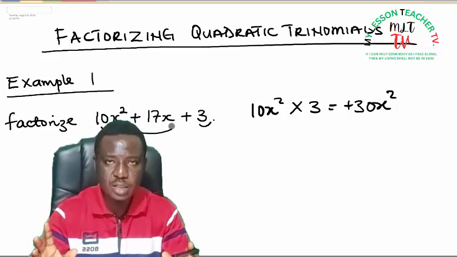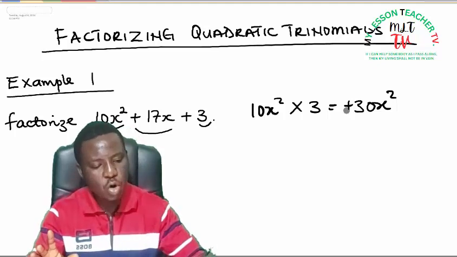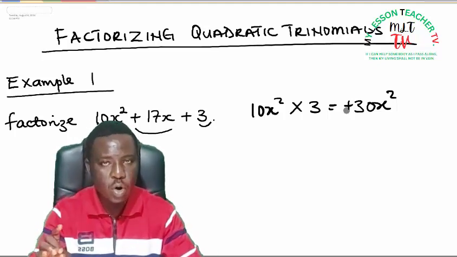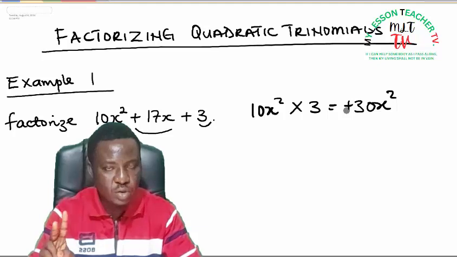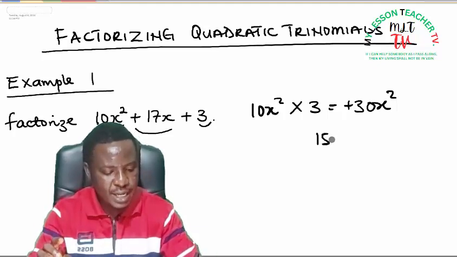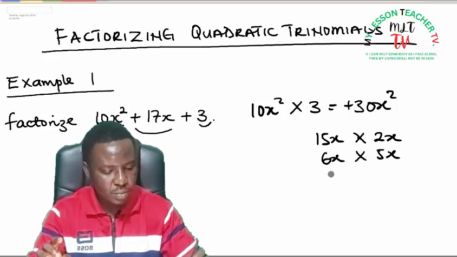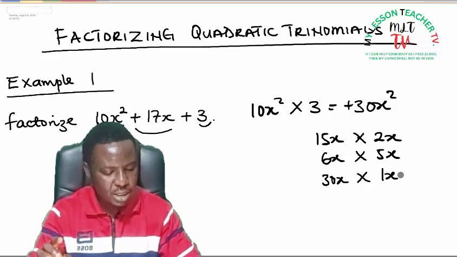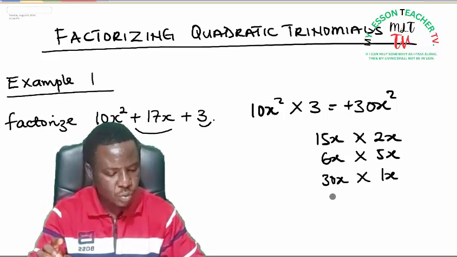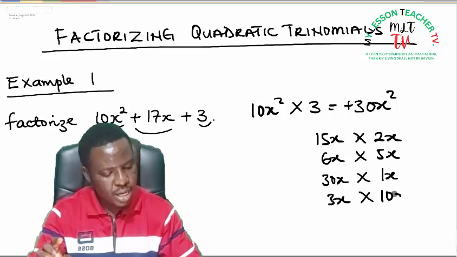So how do you get to find that? Find all the factors, two factors that when you multiply them together, give you 30. We have 15x times 2x. We equally have 6x times 5x. We equally have 30x times 1x. And we have 3x times 10x.